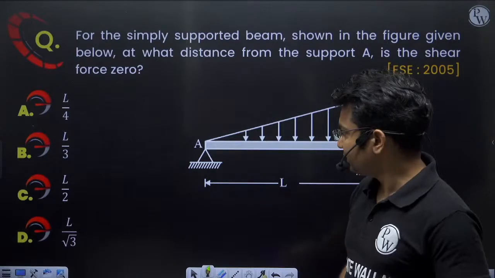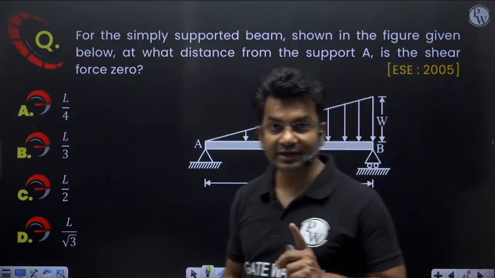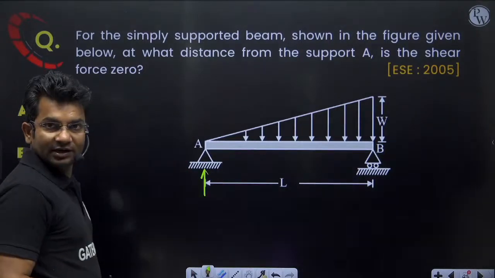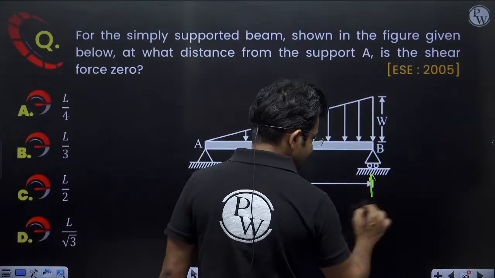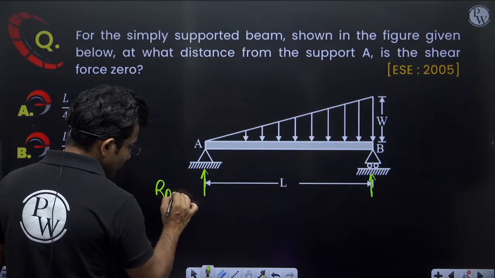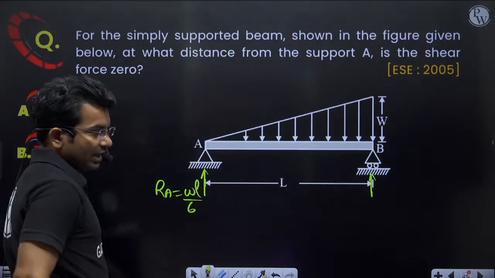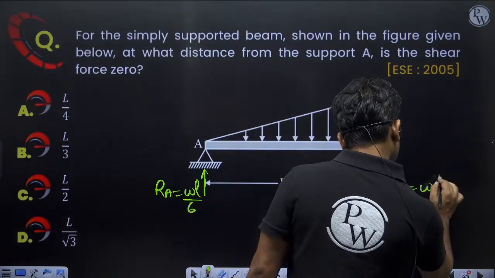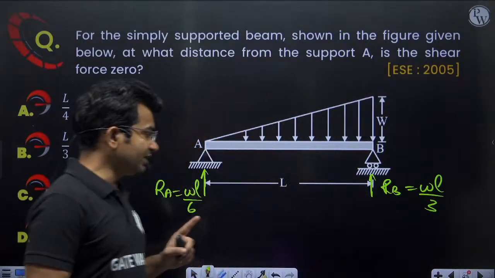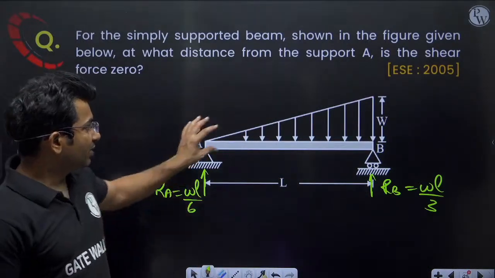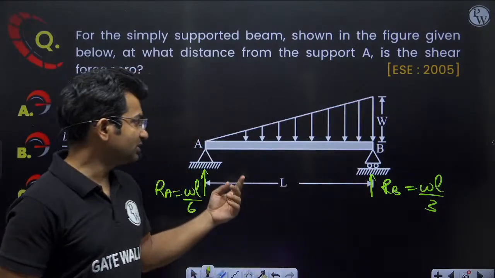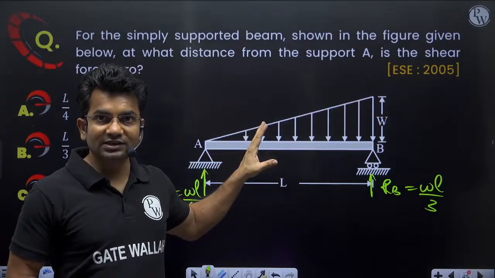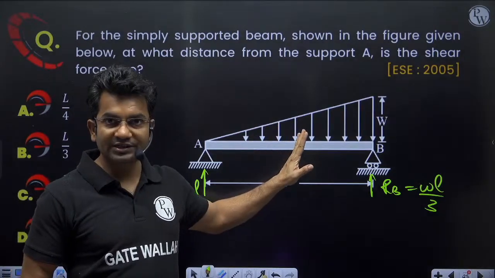How to calculate? First we have to find out the support reactions. What are the support reactions at A and at B? RA is equal to WL by 6, and RB, the support reaction at B, is WL by 3. If you don't know the support reactions, we can easily calculate. Convert this entire load into a point load. How much is the load? It will be the area of this triangle. Area of this triangle is half base into height.